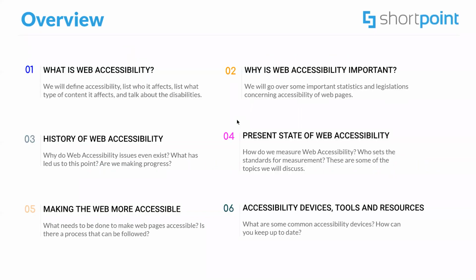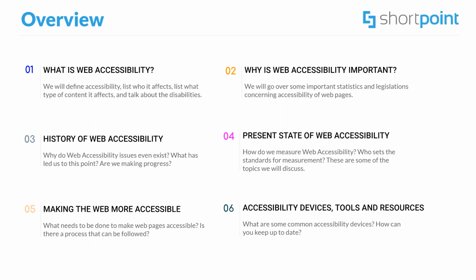So first of all, I think it's very useful for us to see an overview of everything that we're going to be discussing today. First of all, we are going to talk about what is web accessibility. Then after that, we are going to look at why accessibility is important in the world today. Then we are going to look at the history of web accessibility. I believe this is important to talk about before we see the current state of web accessibility.